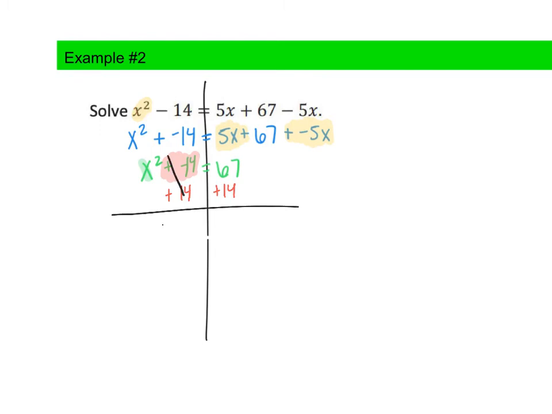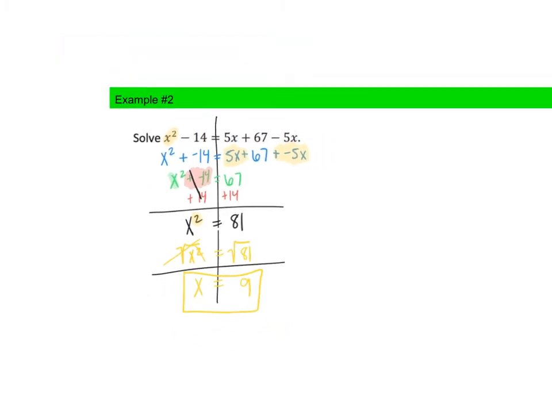Over here it cancels and I'm just left with x squared. Over here 67 plus 14. I'm going to do it in my calculator just to be sure. 67 plus 14 equals 81. Now x is not completely by itself. It's still being squared, so I have to take the square root. So the square root of x squared, and I have to take the square root of 81. And when I do that, my square root cancels out with my squared. I'm left with x equals, what's the square root of 81? What times what equals 81? Well, you should know this by heart, that it is 9.